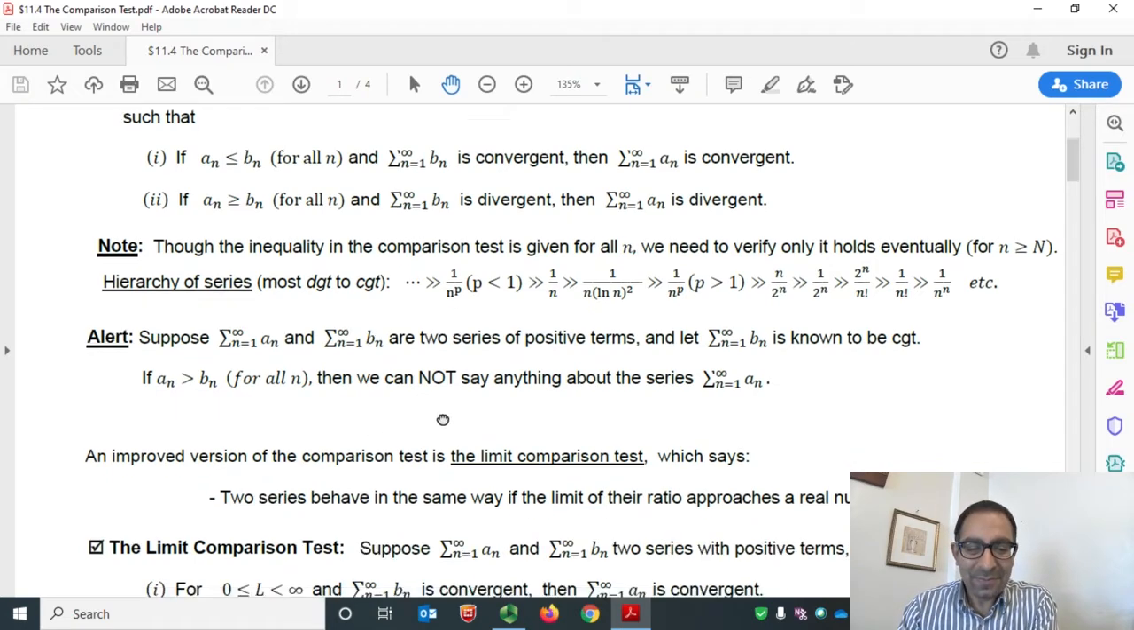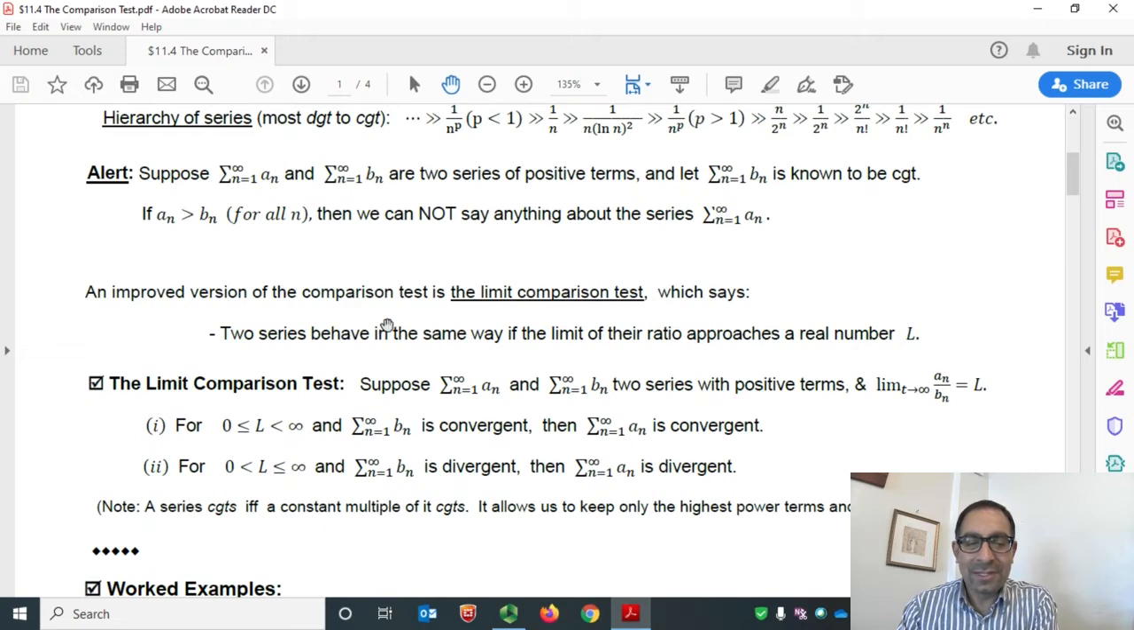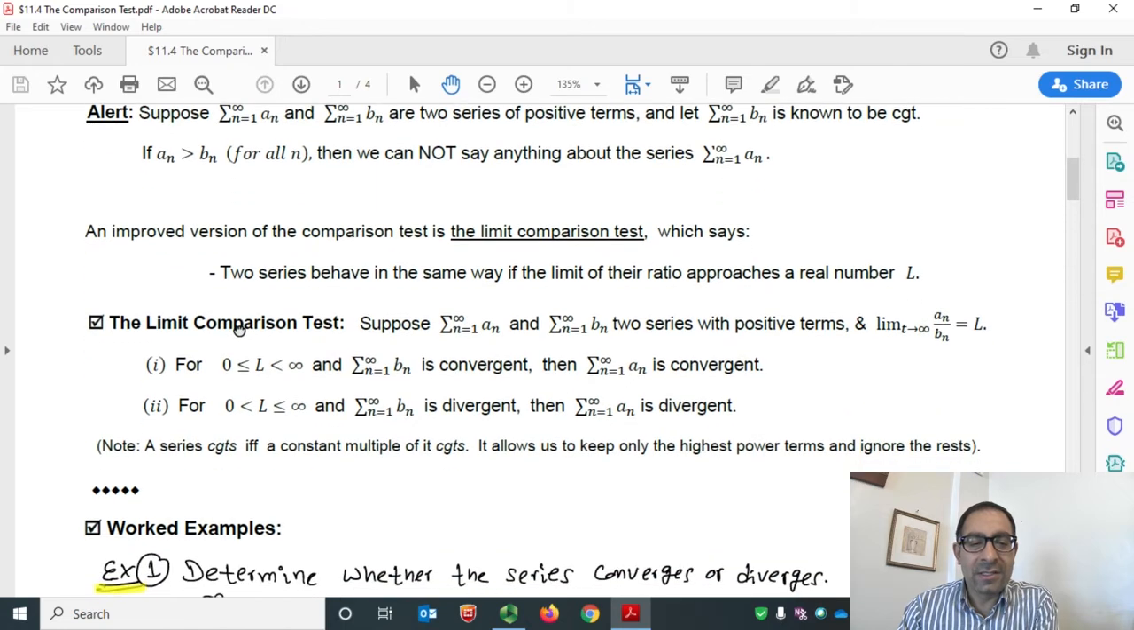Great. An improved version of the comparison test is the limit comparison test, which says two series behave in the same way if the limit of their ratio approaches a real number L. So let me state the limit comparison test here. Suppose given series An and Bn are two series with positive terms, and suppose the limit of their ratio An over Bn equals L.